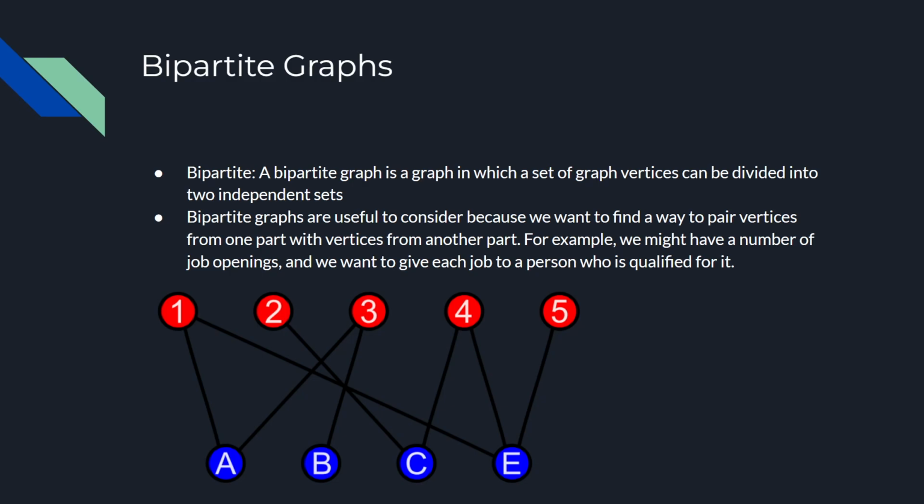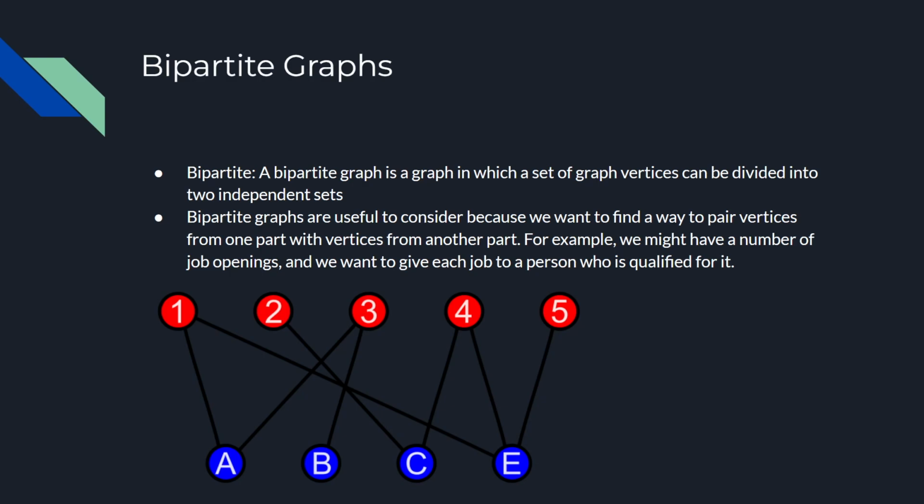And this is useful to consider because there are real world relationships that we want to know if they're able to be divided bipartite. For example, if we have job openings and we have a certain number of applicants, we want to be able to match each job opening to an applicant, but we don't want to be able to match, for example, applicants to other applicants or jobs to other jobs, because that wouldn't make sense.